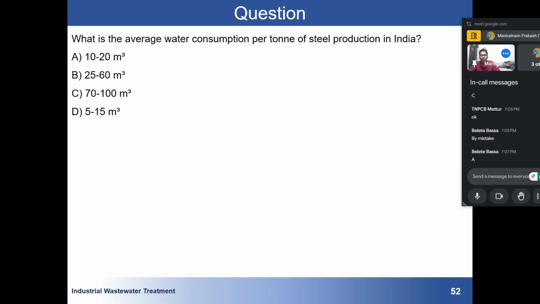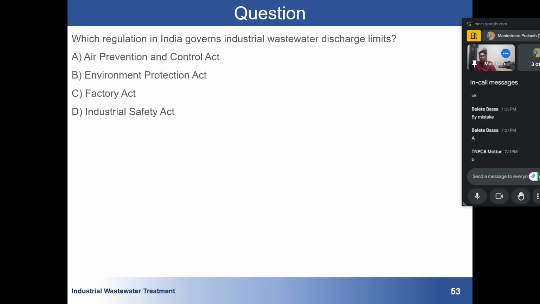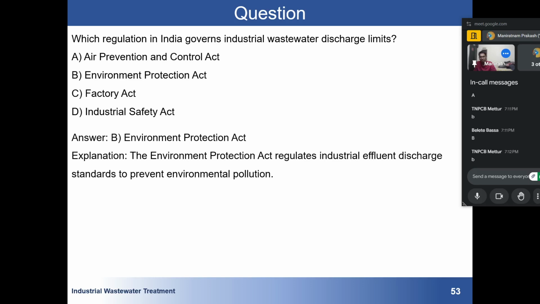What is the average water consumption per ton of steel production in India? We have seen this recently. Okay, so it is 20 to 60 meter cube. Correct. Which regulation in India prescribes industrial wastewater discharge limits? The Environmental Protection Act. Correct. The Environmental Protection Act regulates industrial discharge, and what is the name of the code? 2490 and CPCB. Two things.